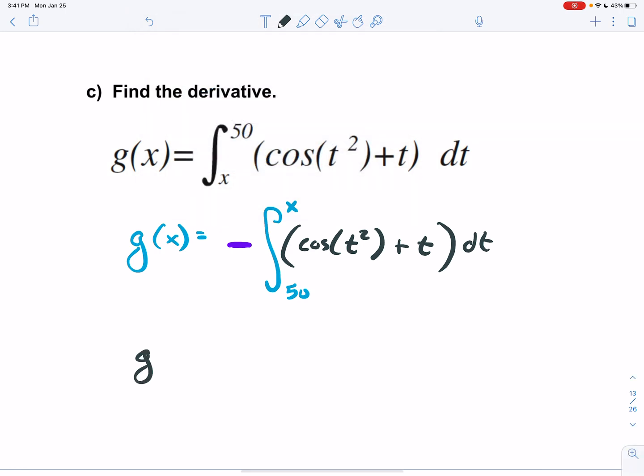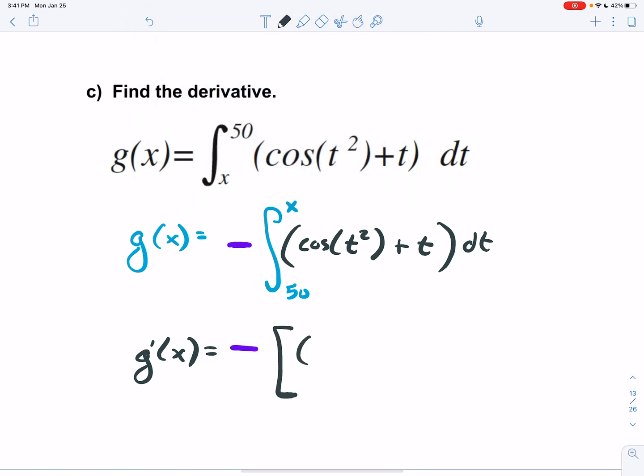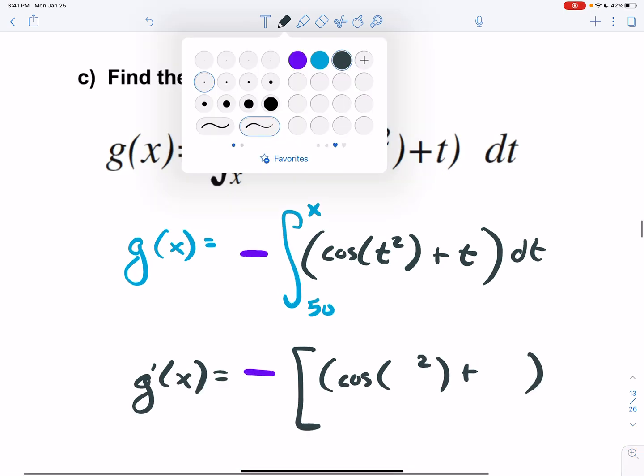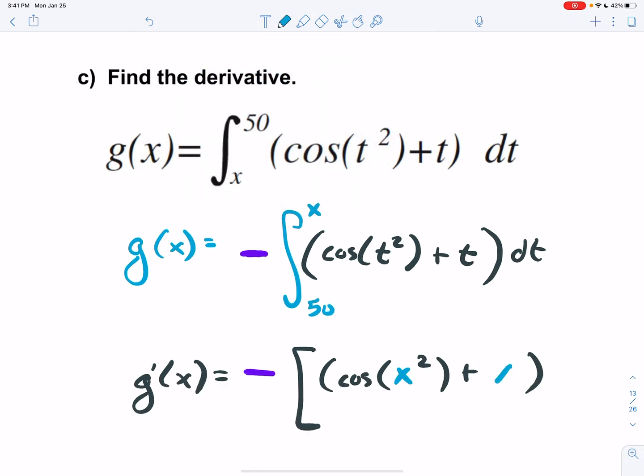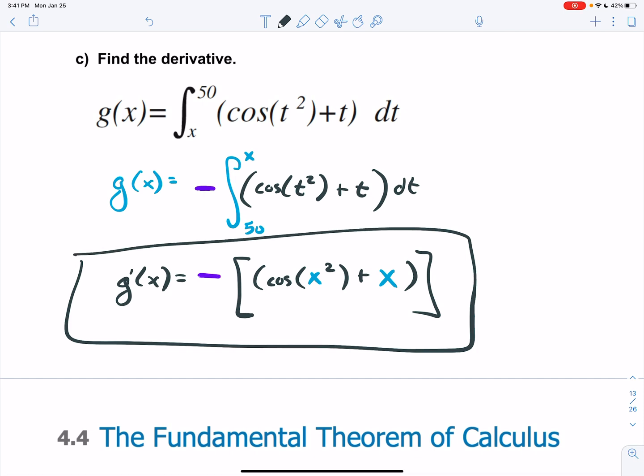So here we go. G prime of x will just be negative, and then this is where I have cosine of something squared plus something. And this is where you just plug in your x. And then really that is it. Okay, you could distribute the negative, but really that's not the main point here. So here's a case where you have to fix your bounds first in order to apply the fundamental theorem of calculus, okay?